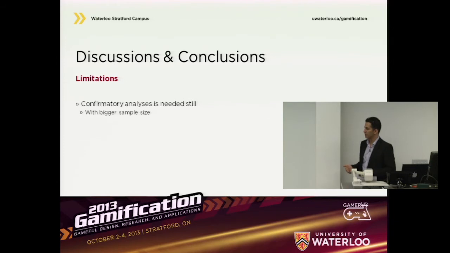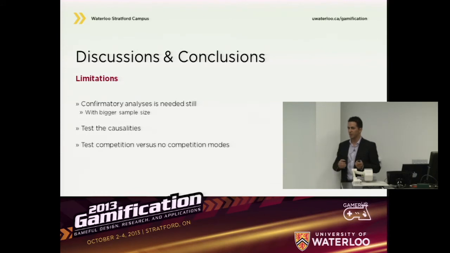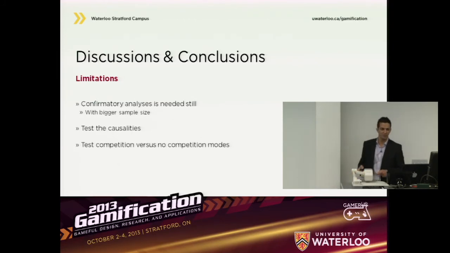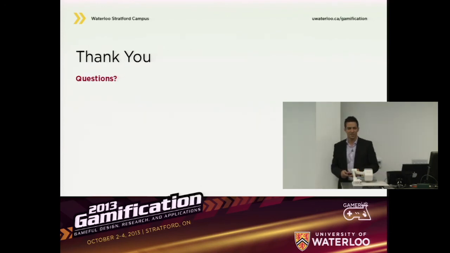There were definitely some limitations, as in many research studies. So we definitely need some confirmatory analysis. This is just exploratory. We need a bigger sample size. And we talk about a lot of correlations, but causalities are definitely something that we need to look into more deeply. And we didn't compare competition versus no competition environments. That's something that in our future research we want to look at and see if we can compare them more precisely. If you have any questions, I would be happy to answer.